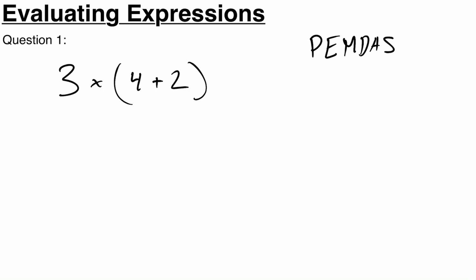As you can see here, we have brackets. So we're going to do what's inside the brackets first. So 4 plus 2 is 6. And that means that we can rewrite this as 3 times 6. And now 3 times 6 is equal to 18. So that means that our final answer is 18.